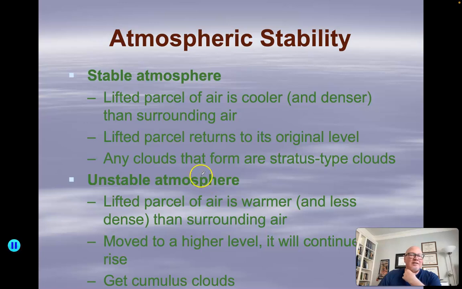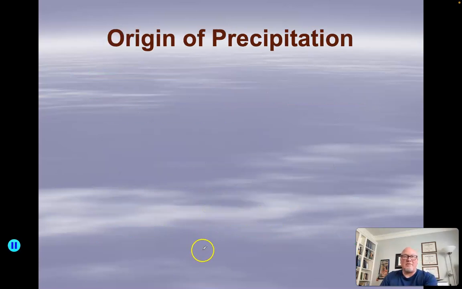But an unstable atmosphere is when a lifted parcel of air is warmer and less dense than the surrounding air. So when that moves to a higher level, it will continue to rise, and this is where you get cumulus clouds, and if you have a lot of moisture in those cumulus clouds, then you're ultimately going to get cumulonimbus clouds. And that's what we refer to as an unstable atmosphere.